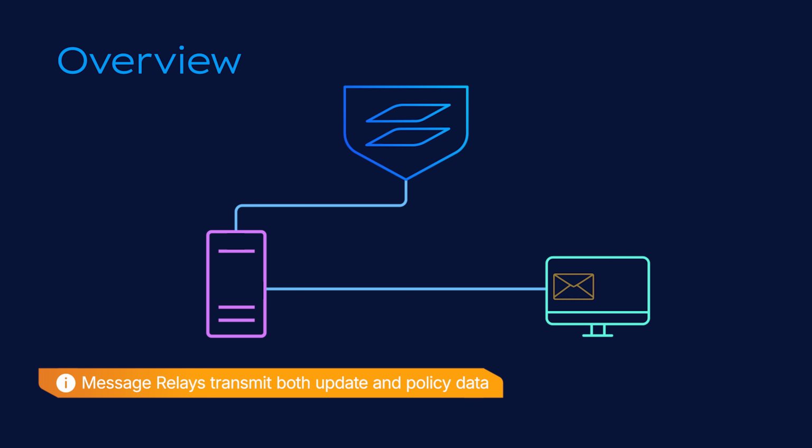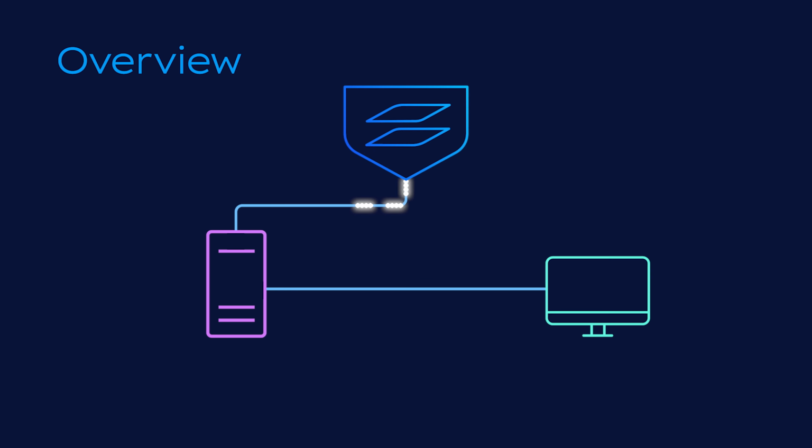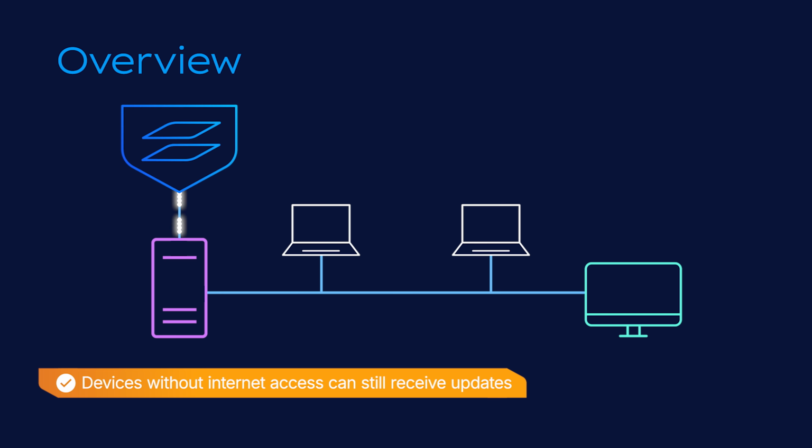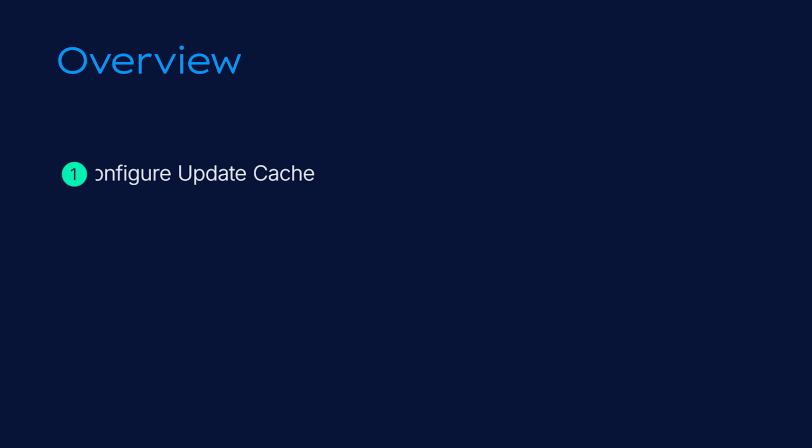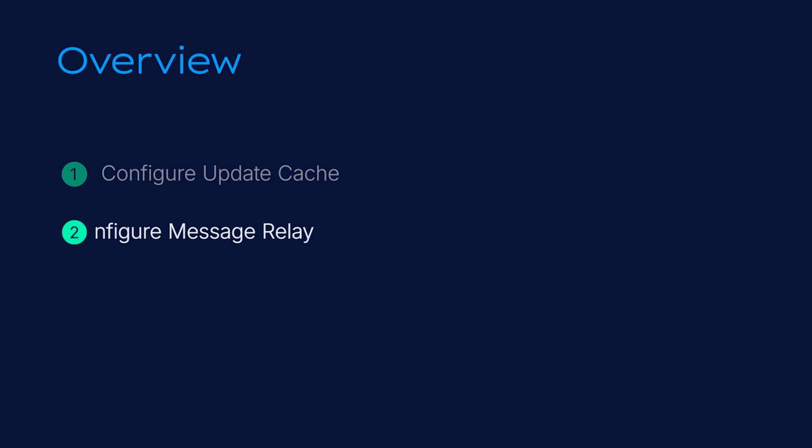This allows an update cache server to be used as an intermediary for communication between Sophos Central and the device, in addition to serving updates. This can be used if your devices aren't permitted to connect to the internet directly, as all policy and reporting data will go through the message relay. I'll walk through the steps to configure both the update cache and message relay.